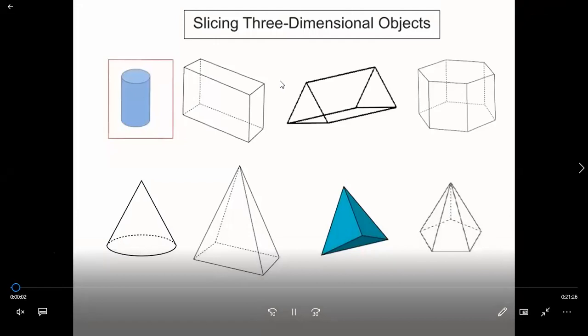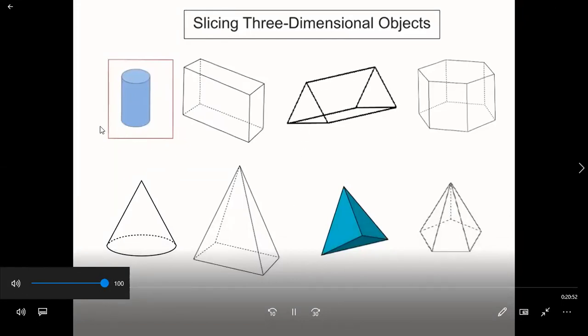Okay, so we want to know the names of the 3D figures. First of all, we have to know the name for each one. So please listen and take a note, and then I will ask you again. We also want to look at what happens when we look inside of these objects. We're going to look at this lesson about what happens when we slice a three-dimensional object, and the different parts of these objects and what they're called.